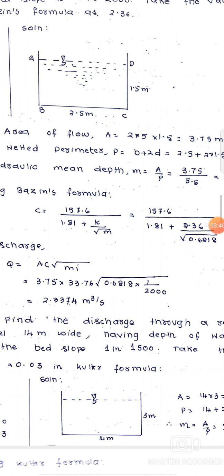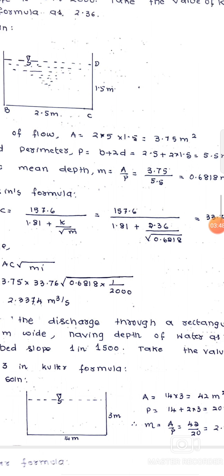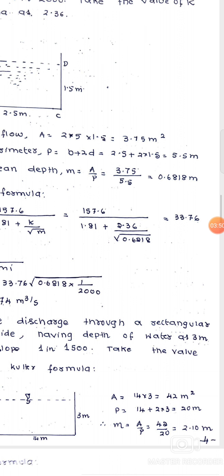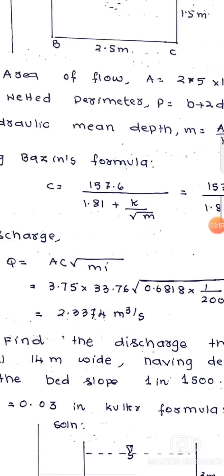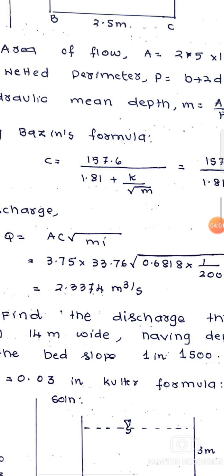Then Bazin's formula, C is equal to 157.6 by 1.81 plus k by square root of m. So m is calculated and k is given. Then we'll get the C value as 33.76. After substituting the C value of 33.76 in the discharge equation, we'll get the discharge as 2.3374 meter cube per second.